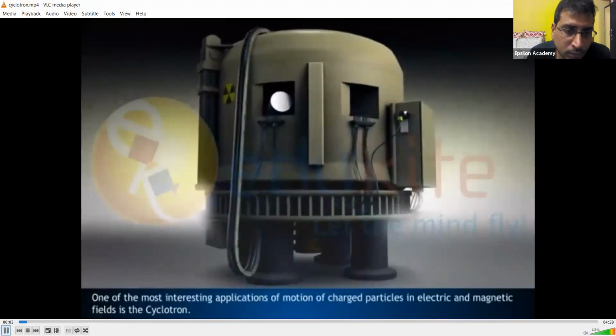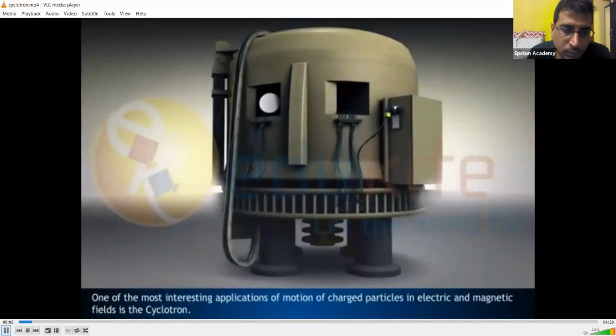One of the most interesting applications of motion of charged particles. See, this is how a cyclotron actually looks like. This is a schematic diagram. If you want to talk about the motion of a charged particle in electric and magnetic fields, where you are interested to accelerate a charged particle, in the sense, increase the speed of the charged particle, which can be used in the process of collisions or some other reaction. If you want a reaction where you need a fast moving particle, then you can use this device.